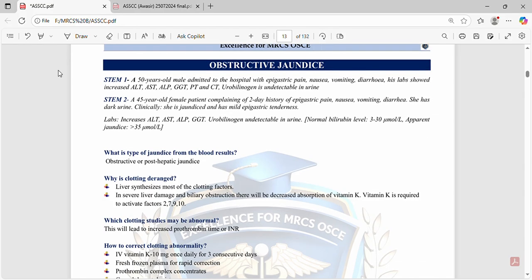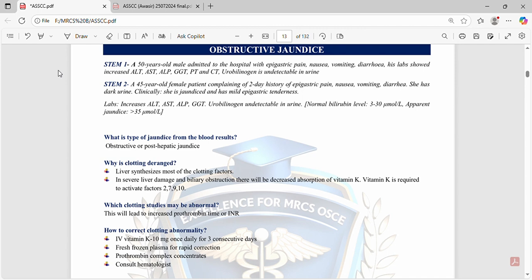Why is clotting deranged? The liver synthesizes most of the clotting factors. In severe liver damage and biliary obstruction, there will be decreased absorption of vitamin K. Vitamin K is required to activate factors 2, 7, 9, 10, mnemonic 1972. So 1 is your 10 actually. So factor 10, 9, 7, and 2.